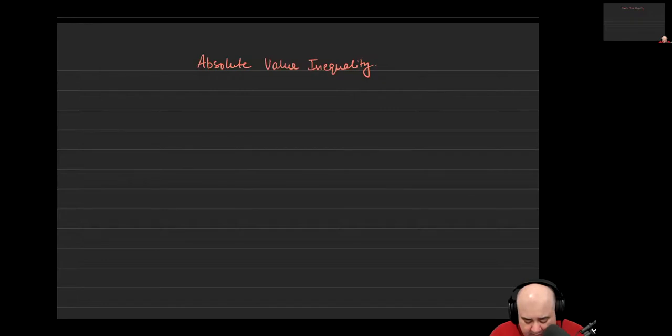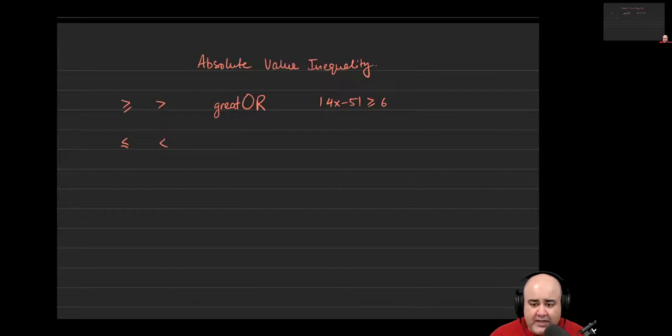So let's say we have, well, first, let me share some buzzwords. The symbols on the top are called greater than or equal to, or greater than. The way I remember this trick is if you think of the word "great-or," emphasizing the "or." That means that anytime you have an absolute value inequality, something like the absolute value of 4x minus 5 is greater than or equal to 6, this will get turned into a compound inequality with an OR in the middle.